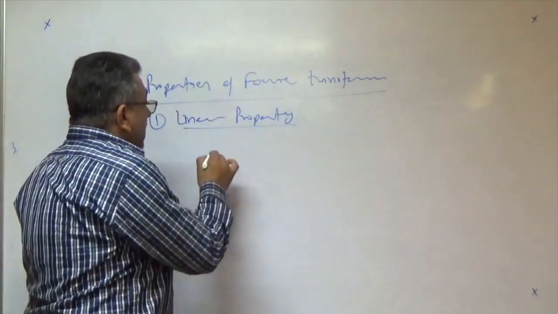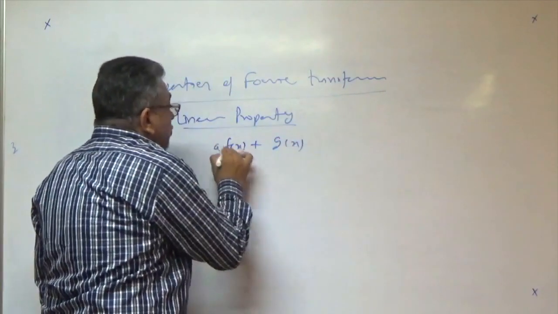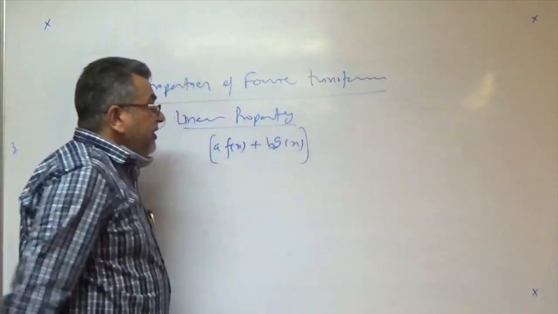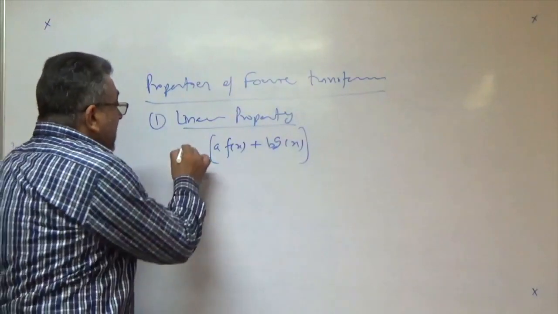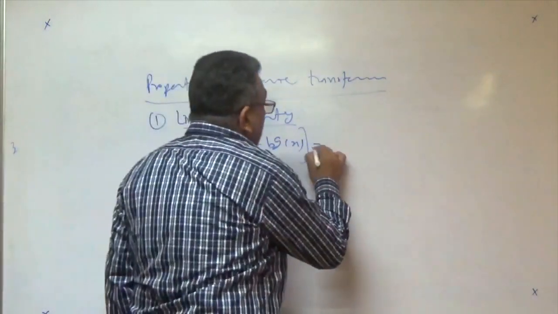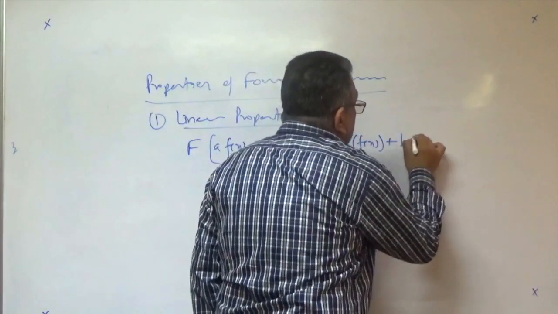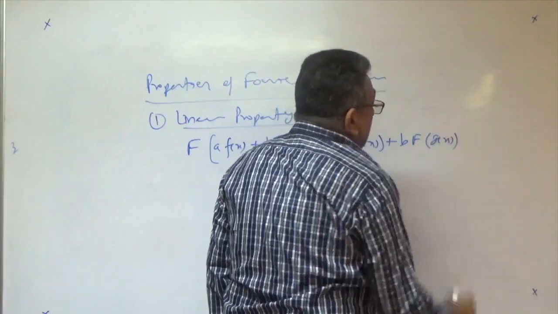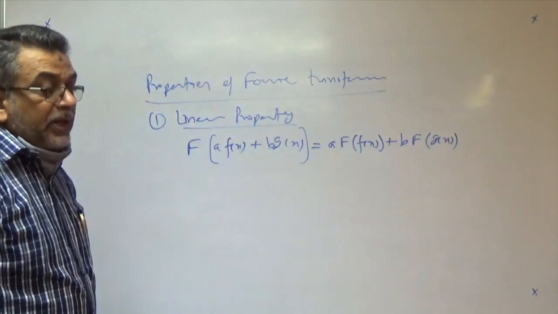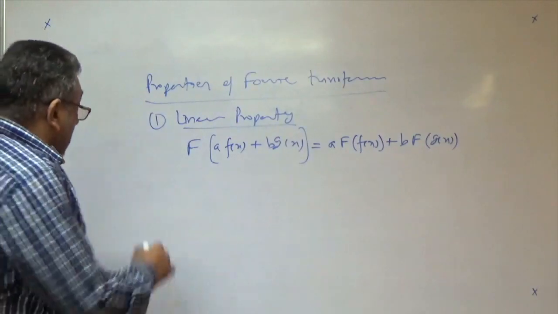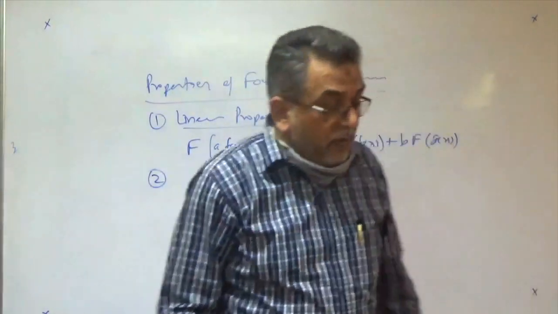If we have two functions f(x) and g(x), and take two constants a and b, and take the linear combination a f(x) plus b g(x) and its Fourier transform, then it will be equal to a times the Fourier transform of f(x) plus b times the Fourier transform of g(x). Means linearly we can expand this. So this was the first property I discussed in the last lecture. Now today I will discuss other properties of the Fourier transform.